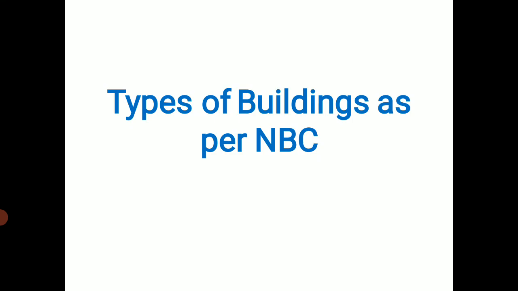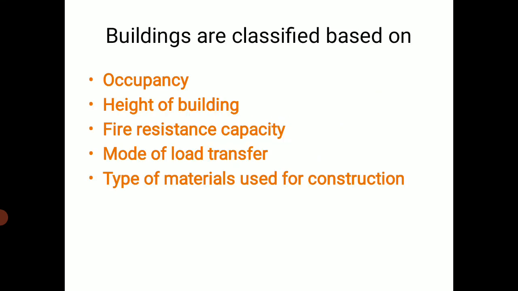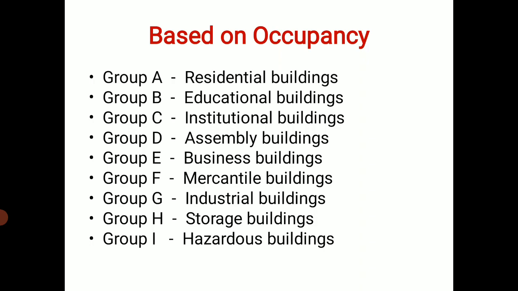So, based on this NBC or National Building Code, buildings have been classified based on several criteria, that is, based on occupancy, height of building, fire resistance capacity, mode of load transfer, and the type of materials used for construction. The very first classification is based on occupancy. Buildings have been classified from Group A to Group I. Group A is residential buildings, Group B educational buildings, Group C institutional buildings, Group D assembly buildings, Group E business buildings, Group F mercantile buildings, Group G industrial buildings, Group H storage buildings, and Group I hazardous buildings.